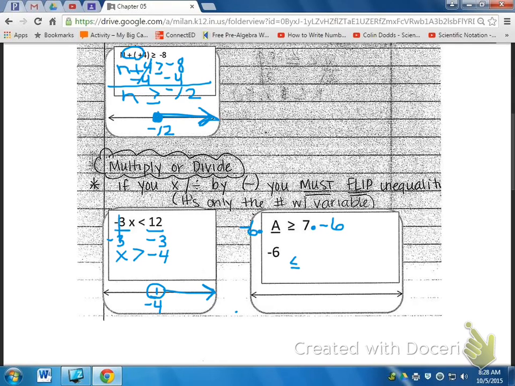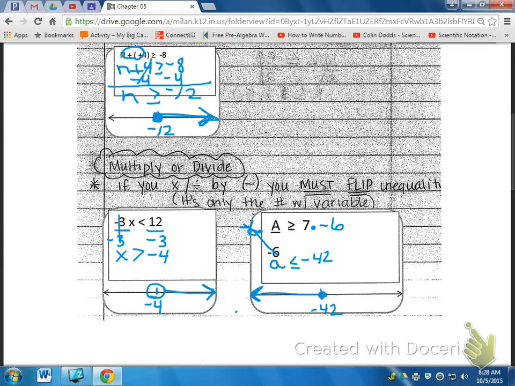Okay, so what happens over there on the left? The negative 6's cancel, and then you drop down your A. And then over on the right, I got positive 7 times negative 6. That's negative 42. So on my number line, I'm going to put a negative 42. Now what? You would have a closed circle going to the left. Closed circle, shaded left. Okay, good. So if you multiply or divide by a negative, you must flip around the inequality.